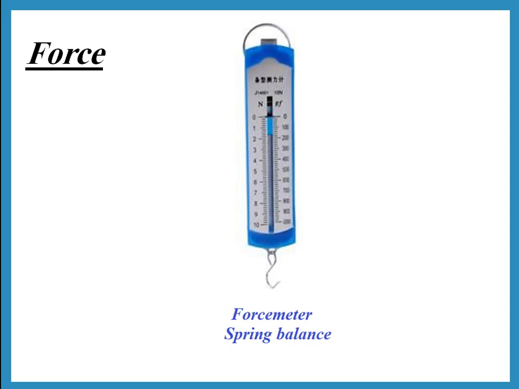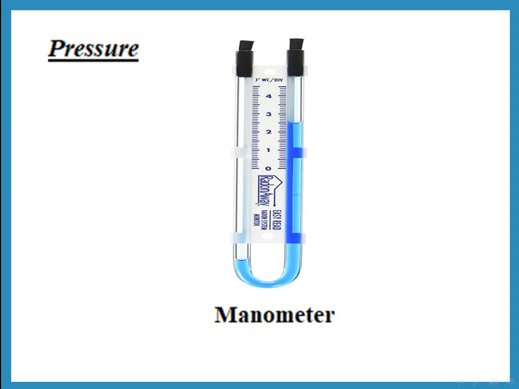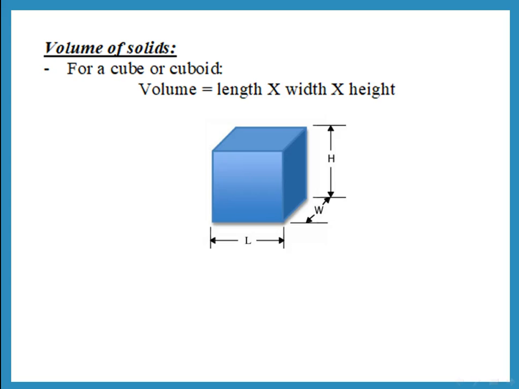Force, using a force meter or a spring balance, and force is measured in newtons. Energy, we use a calorimeter. A calorimeter is basically a polystyrene cup or a plastic cup with a cover or a lid. This is important to prevent loss of heat to the environment. What we do is we measure the temperature at the beginning of the reaction and at the end of the reaction, and we use that to calculate energy. Energy is in either joules or kilojoules. Pressure is measured using a manometer, and we measure pressure in Pascal or in atmospheres.